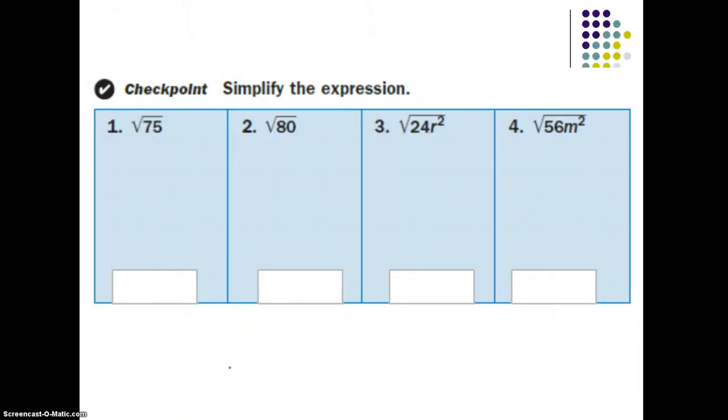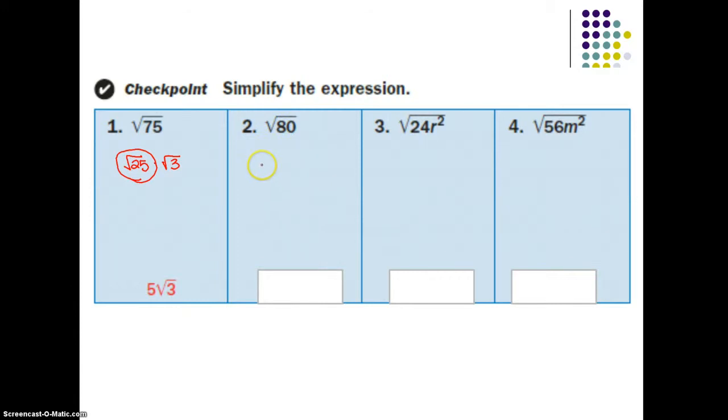Okay, let's try some of these. 75, I can split up into 25 times the square root of 3. Solve from there. You have 5 square root of 3. 25 can be solved because it's a perfect square.